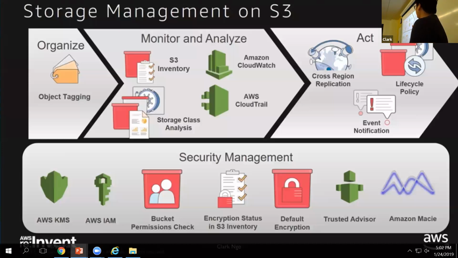Next, you can monitor and analyze your files through Amazon CloudWatch and CloudTrail. You can check how big the file is, where it is stored, what region, and things like that. Next, you can also have cross-region replication to have a more highly available and more fault-tolerant storage. Also, with security management, you can use Identity and Access Management, Trusted Advisor, and some encryption to help secure your files in S3.